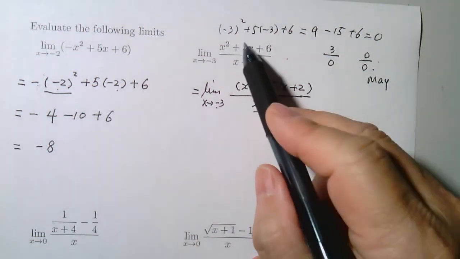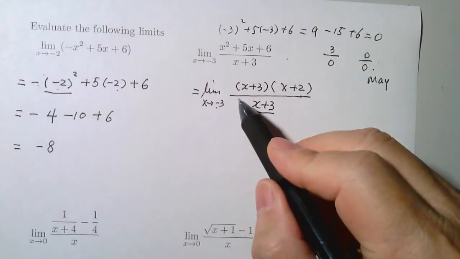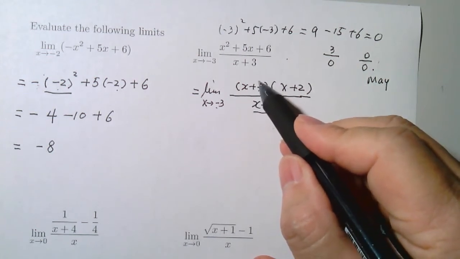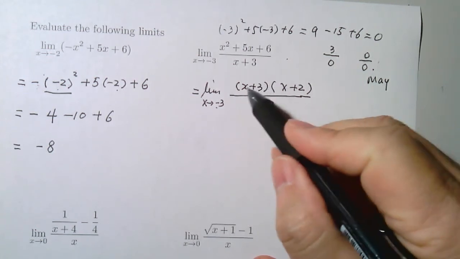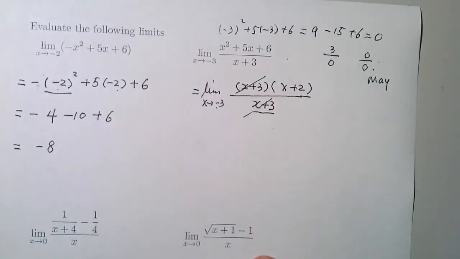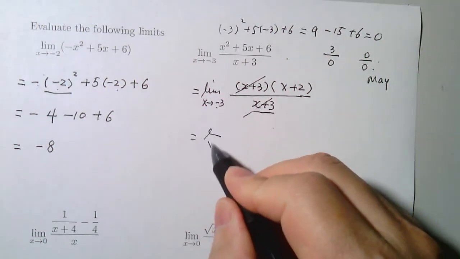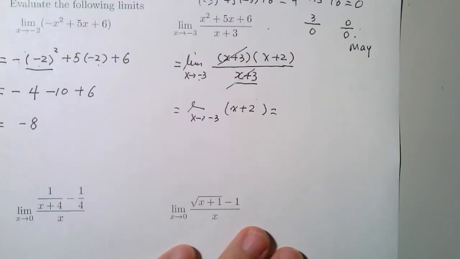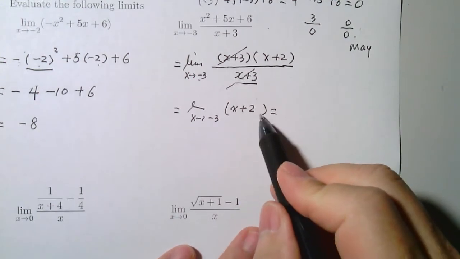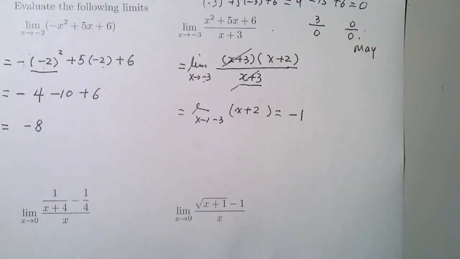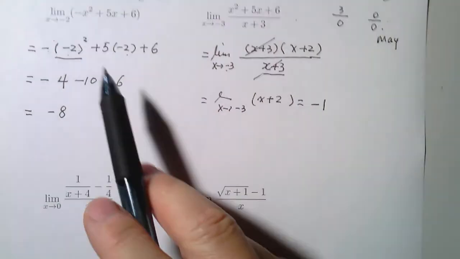Now you can see x approaches negative 3. Approaching negative 3 does not mean equal to negative 3. That's the reason you can still reduce this common factor, leaving only x plus 2. So now you've got the limit as x goes to negative 3 of x plus 2. Negative 3 plus 2 is negative 1. Now you can see we followed the strategy.